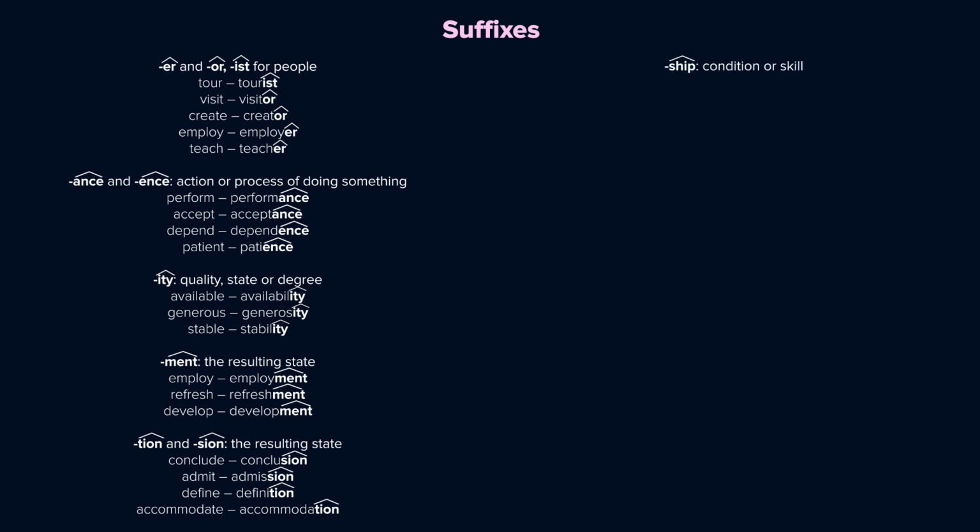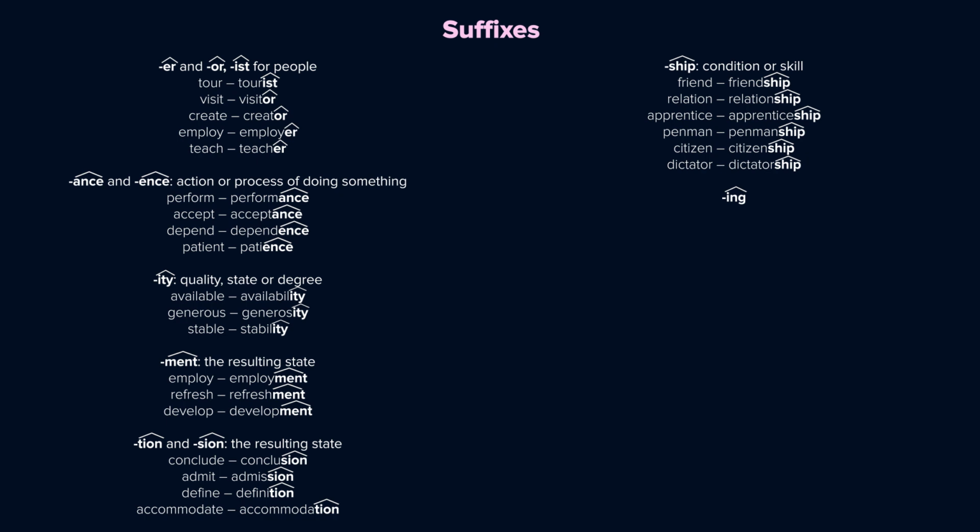Okay, the suffix ship is defined in some dictionaries as condition or skill. The examples here are friend, friendship, relation, relationship. For skills, it is definitely a popular suffix. Apprentice, apprenticeship. Penman, penmanship. It also sometimes denotes a status. Citizen, citizenship. Dictator, dictatorship.